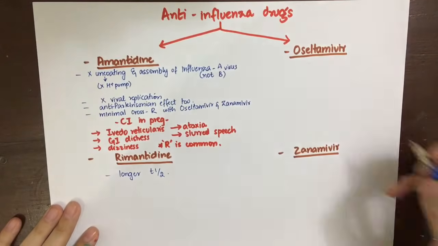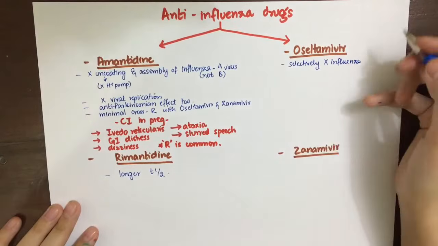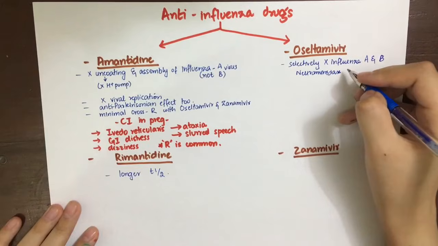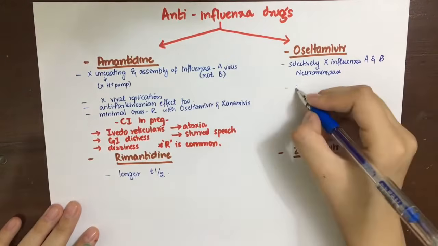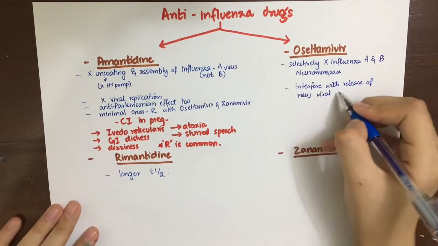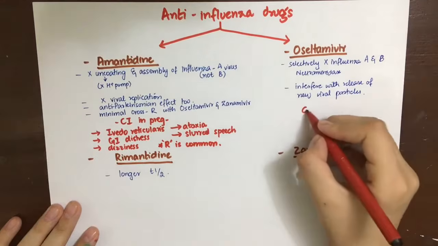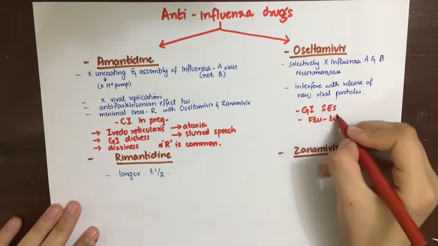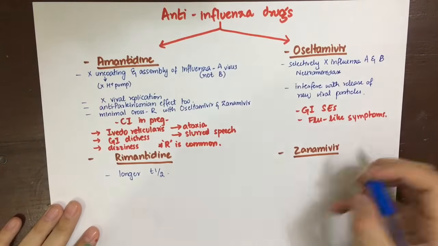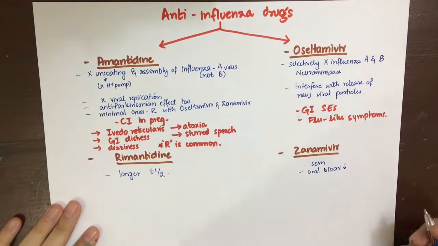Oseltamivir acts on the step of the release of the viral particles and thus will inhibit further cells from being infected by the virus. It selectively inhibits influenza A and B virus neuraminidase enzymes, which are enzymes that prevent clumping of the virions so that more particles are available to infect host cells. It can be used in both A and B influenza. Side effects are simply GI side effects and flu-like symptoms like nose and throat irritation, fever, tiredness, etc.